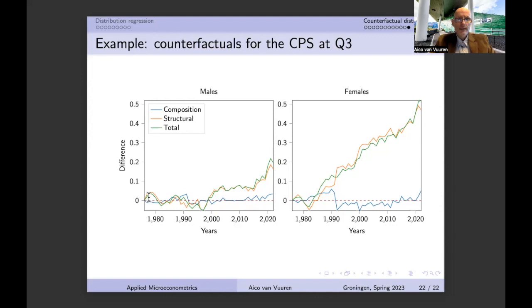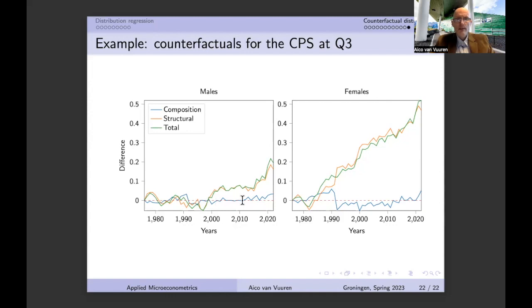We also see that this is actually not related at all to the composition effect, because the composition effect is virtually equal to zero. The question of course arises, why might this be the case? Well, this is not because these men here at Q3 were very low educated. That's not what it is.